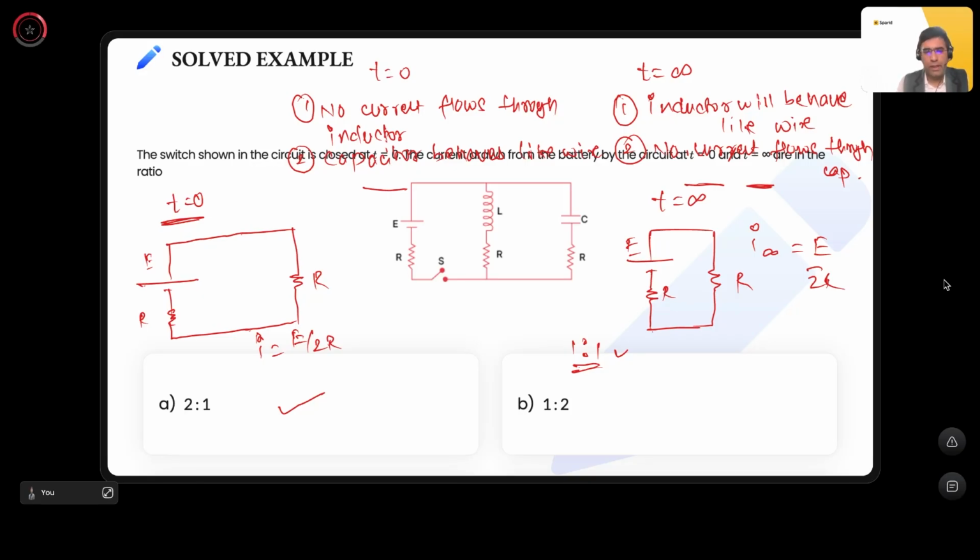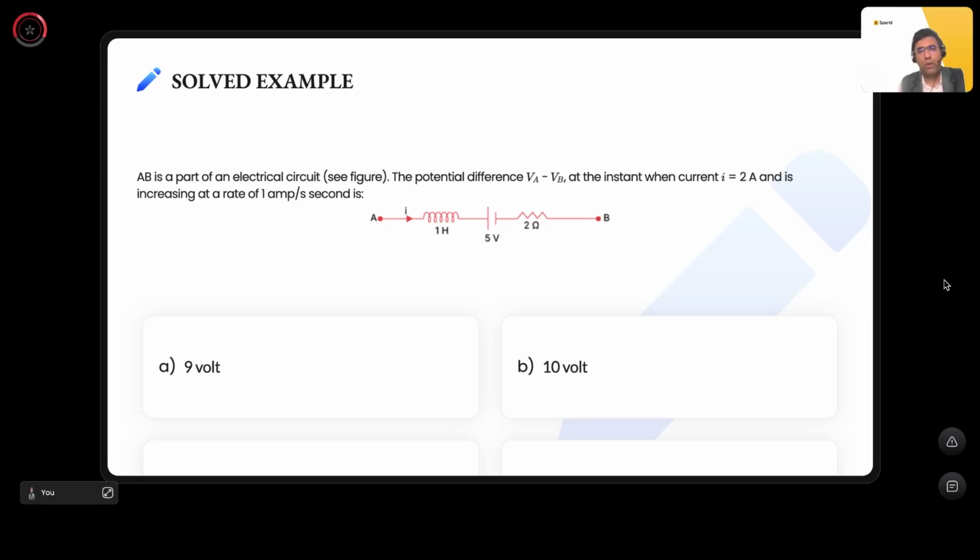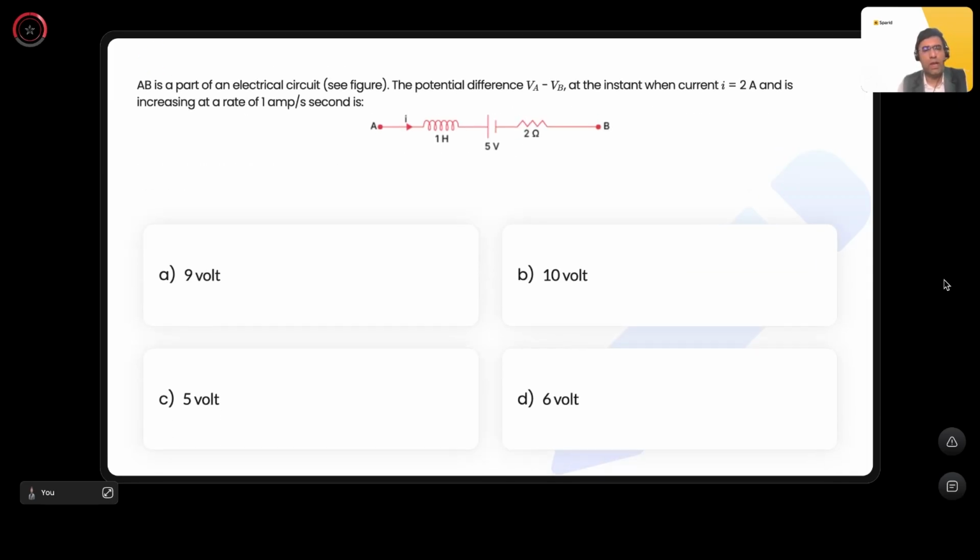All right. Next question. Again, a very important question. These types of questions are asked generally, and you just have to apply KVL over here. So AB is part of an electrical circuit. The potential difference VA minus VB at the instant when current is 2 ampere. So this current over here is 2 ampere, and it is increasing at a rate of 1 ampere per second. So di by dt is 1 ampere per second.